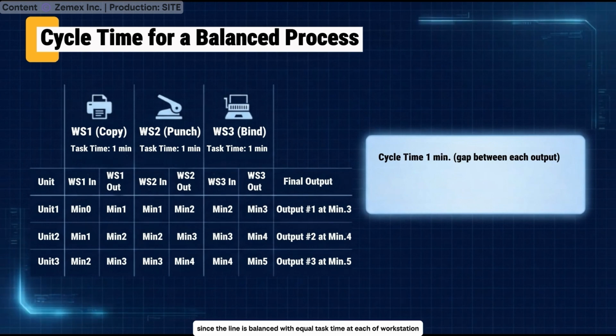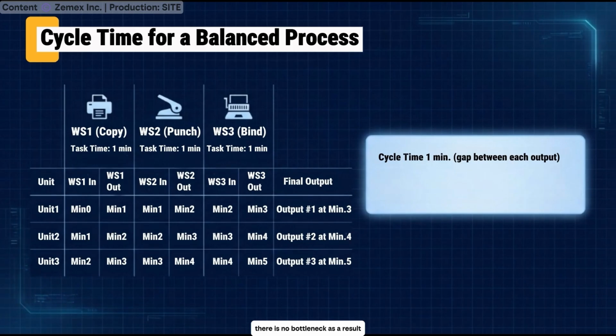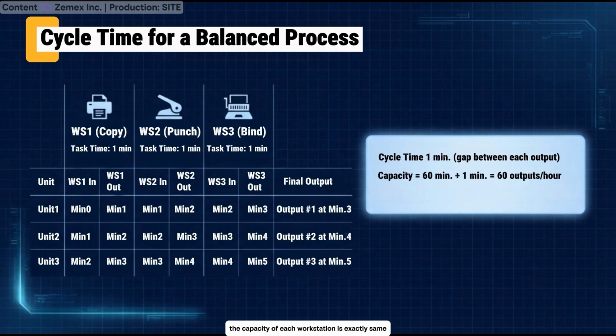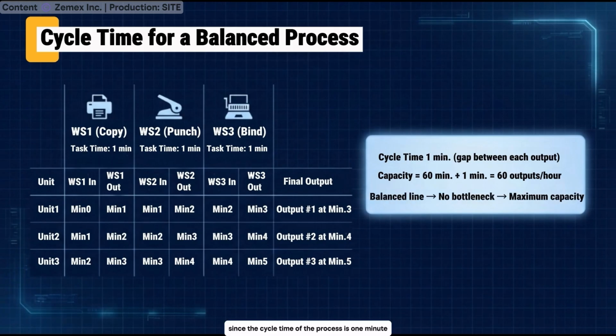Since the line is balanced with equal task time at each workstation, there is no bottleneck. As a result, the capacity of each workstation is exactly the same, and thus the process capacity is the same as well. Since the cycle time of the process is 1 minute, if you have 1 hour, which is 60 minutes, you can complete 60 copies per hour. And if you have 5 hours, your capacity will be 5 hours multiplied by 60 equals 300 papers per 5 hours.